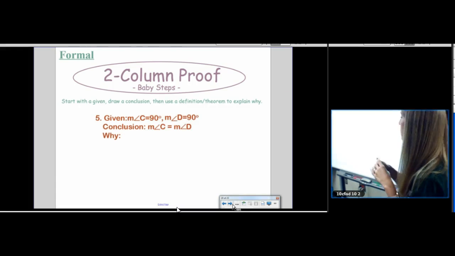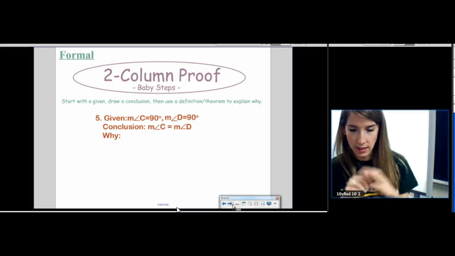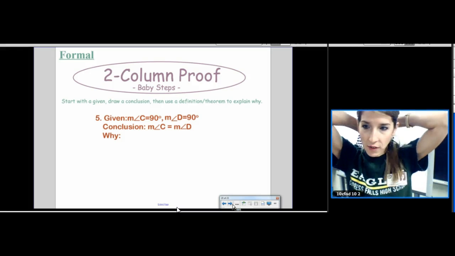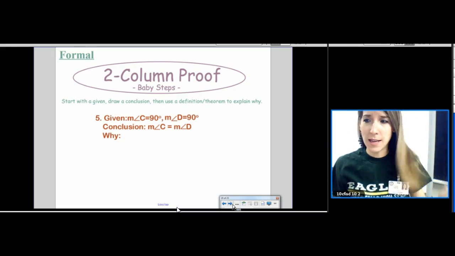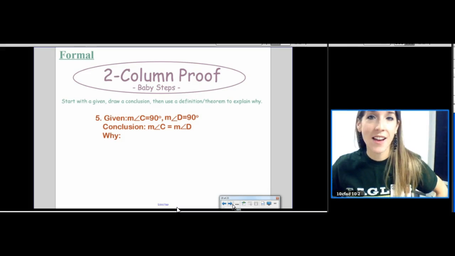Last one, guys. Promise, last one. Then I'll let you practice. Given the measure of angle C is 90 and the measure of angle D is 90, then I know the measure of angle C equals the measure of angle D. We did this in that two-column proof.